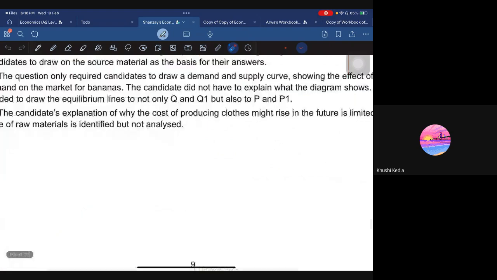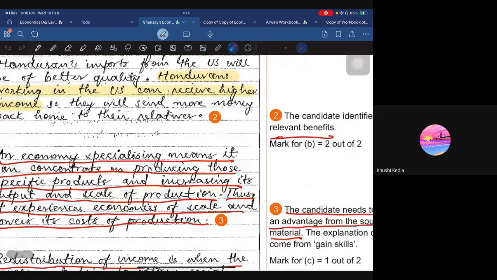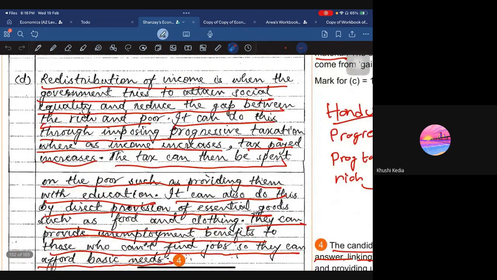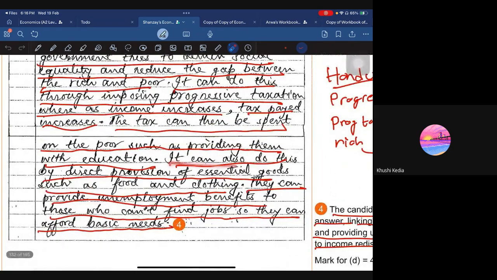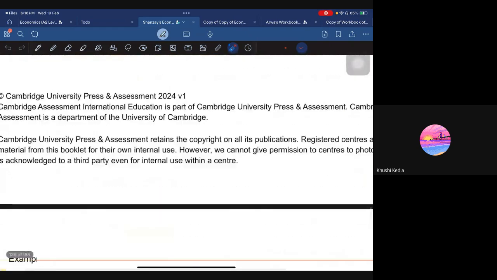Whereas the other kid, what he did was that he talked about redistribution, in which he talked about the government trying to attain social equality. First, he talked about redistribution. Then he said it can do this through imposing progressive taxation, which is discussed in the case. Then he also said that it can do this through the direct provision of essential goods. They can provide unemployment benefits, and unemployment benefits is also something which is already written in the case study.